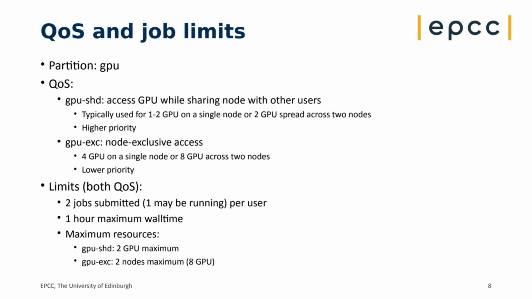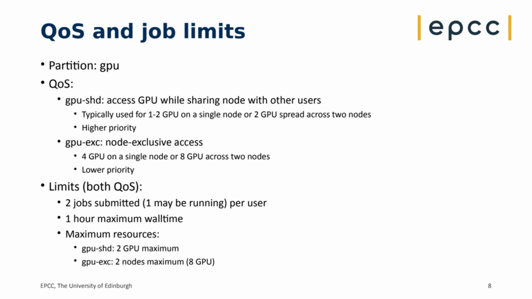As I said right at the start, this is really a test and development system, not for production research. I'll talk about the limits first. For all the QoSs on the GPU nodes, any one user can submit a maximum of 2 jobs, one of which may be running per user. There's a 1 hour maximum wall time, and there are some limits on the resources. For shared access, you can ask for a maximum of 2 GPUs, and for exclusive access, a maximum of 2 nodes, which is 8 GPUs in total.